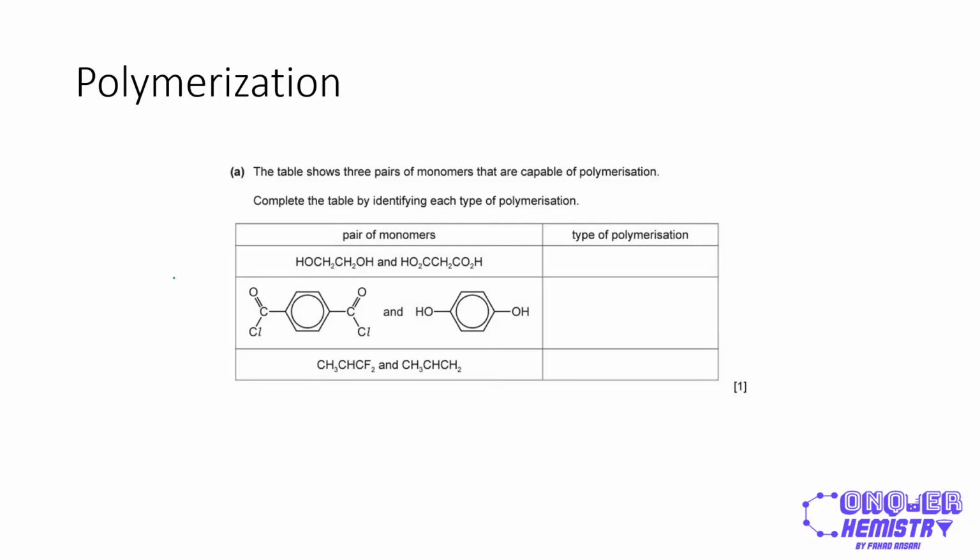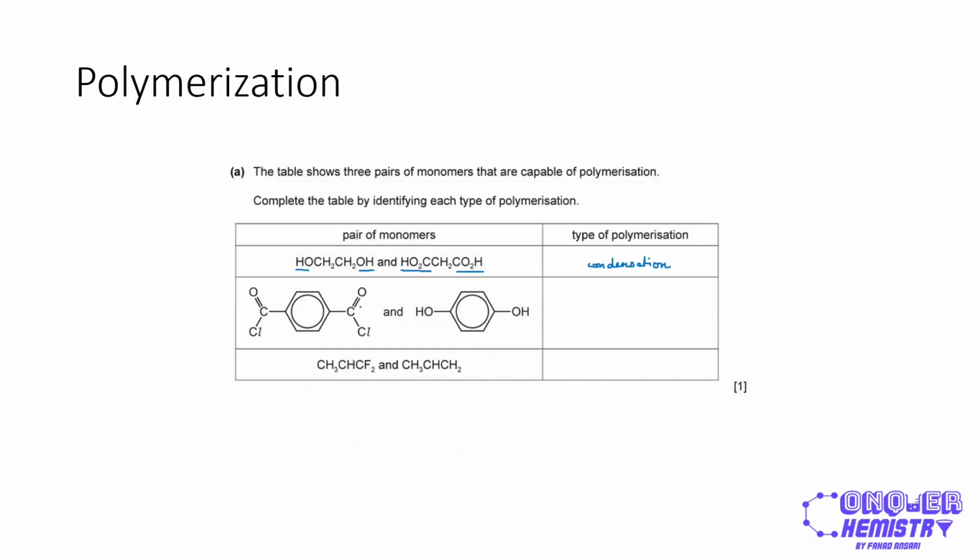So let's talk about polymerization. In the A2 syllabus, we focus more on condensation polymerization. And in this question, we have pairs of monomers, and we need to identify the type of polymerization these monomers might undergo. So in this first pair, we have a diol with two alcohol groups and a dicarboxylic acid with two CO2H groups. The alcohol and the carboxylic acid, we know they react to form an ester. This is going to be a polyester, and the byproduct, which is water, will be condensed out. So this is condensation polymerization.